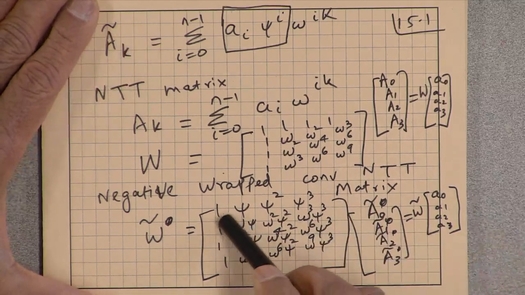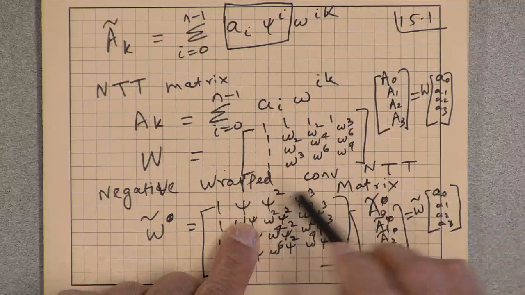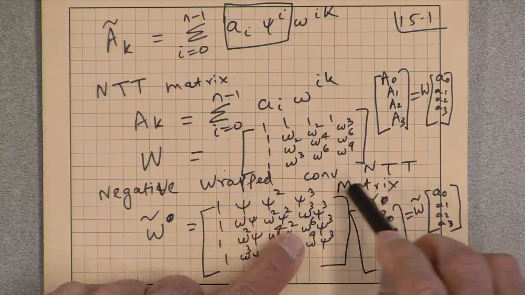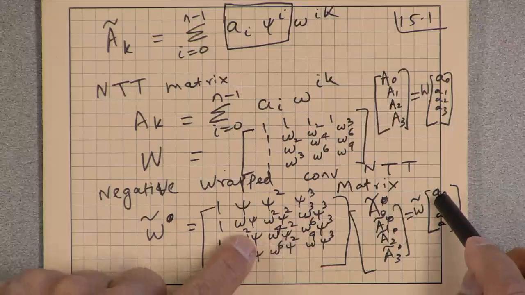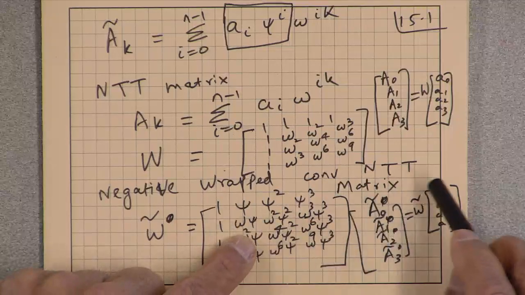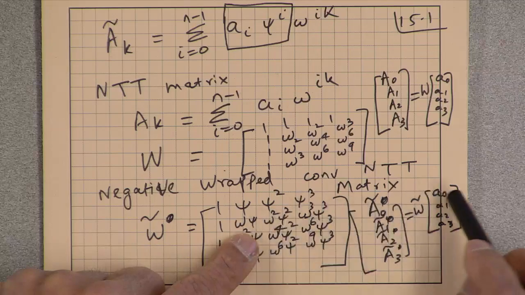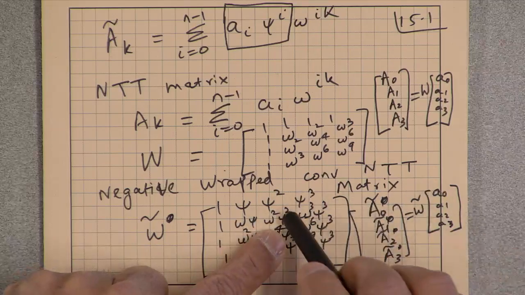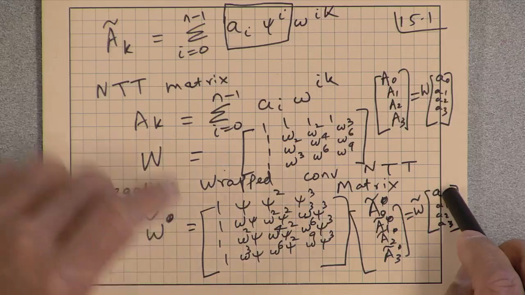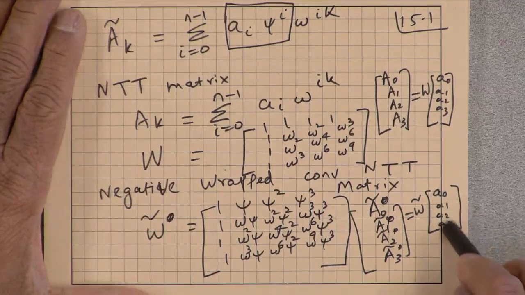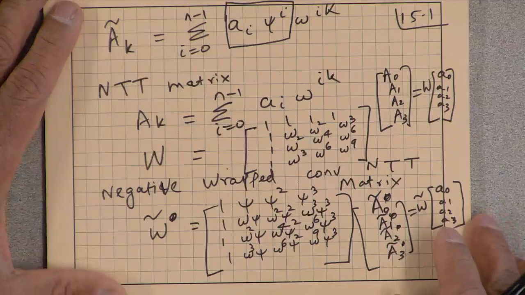And you can see that if I take this multiplied by A0, so 1 times A0 plus psi times A1 plus psi squared times A2 plus psi cube times A3, and that's really what is A0 tilde. Okay, second row: 1 times A0 plus omega times A1 psi plus omega squared times A2 psi squared plus omega cube times A3 psi cube. And so instead of having psi squared, psi cube here, we put them in these columns. Okay, is that making sense? Okay, I see some nods, that means it is making sense.